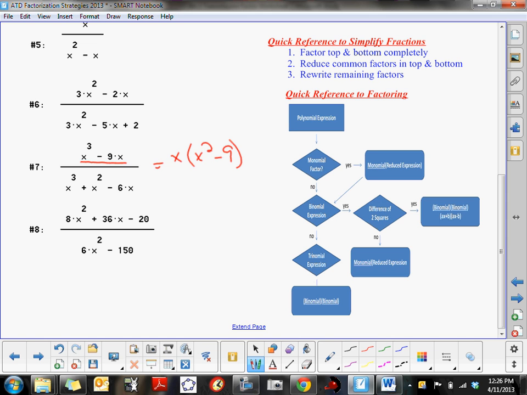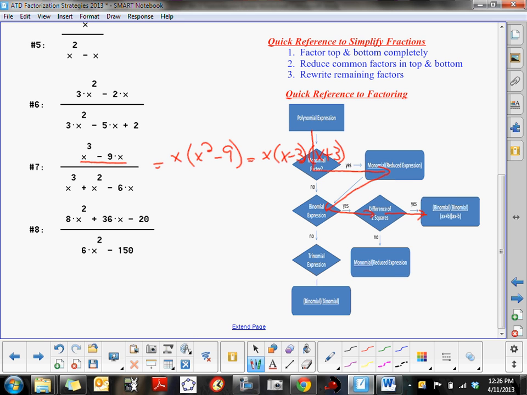Don't always stop after the first one. So we said it was a monomial, yep. So we went and reduced it. Then we're going to come back here. It's a binomial, yep. Is it the difference of two perfect squares? You bet. So if it is, we're going to factor it into the difference of two perfect squares. So this is going to end up factoring into x times x minus 3, x plus 3.